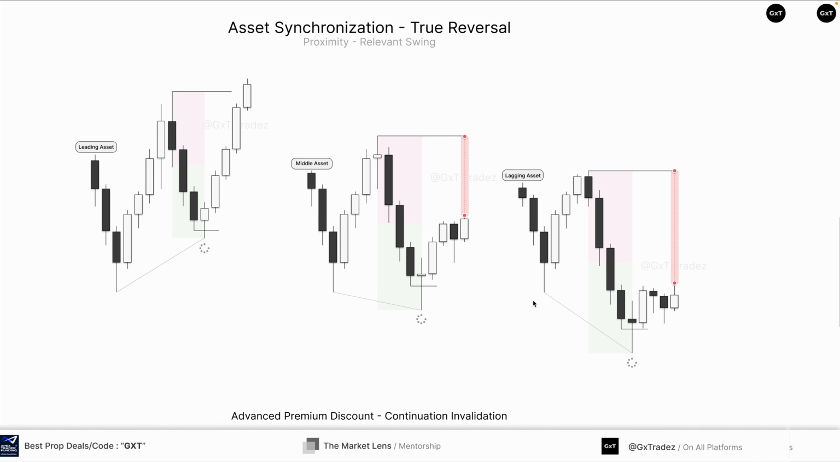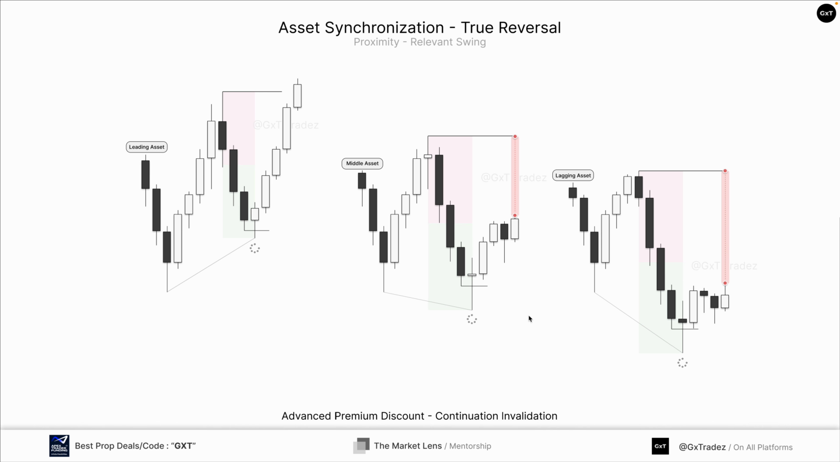For filtering SMT. Now, what if price creates SMT? The leading asset trades the high, the middle asset and the lagging asset, and that failure swing is not being printed in premium. It's in discount and EQ of the range. Well, this is more than likely a continuation invalidation.